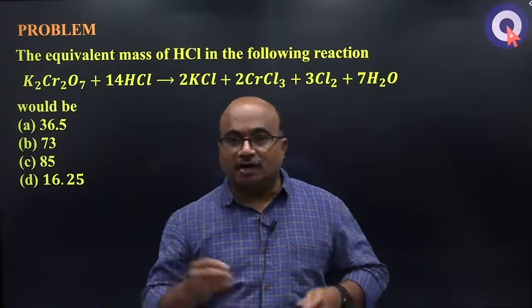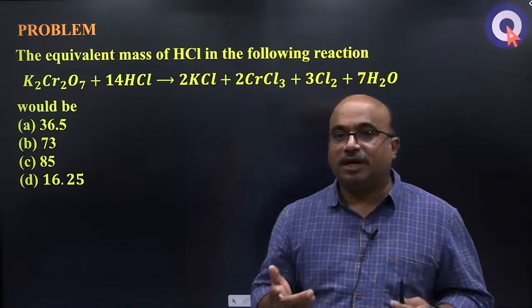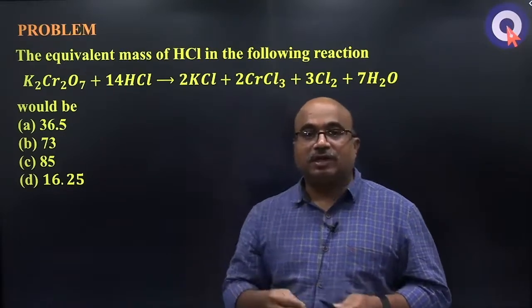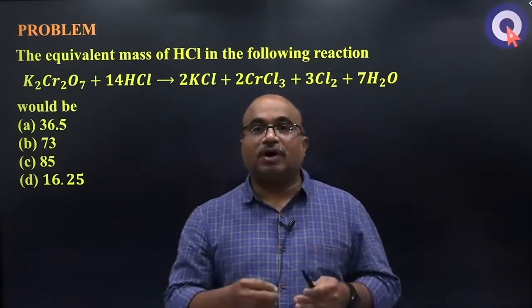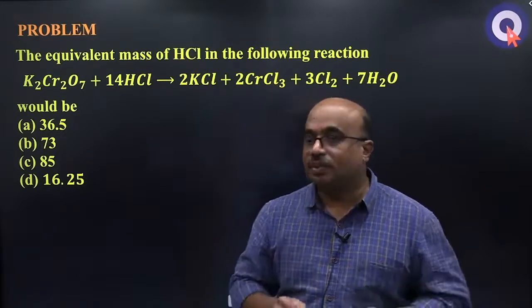Let us say it is a redox reaction. We say electron loss and electron gain will be there in a redox reaction. So we consider the number of electrons involved, and based on that, for 1 electron how much is required, that is our equivalent weight.